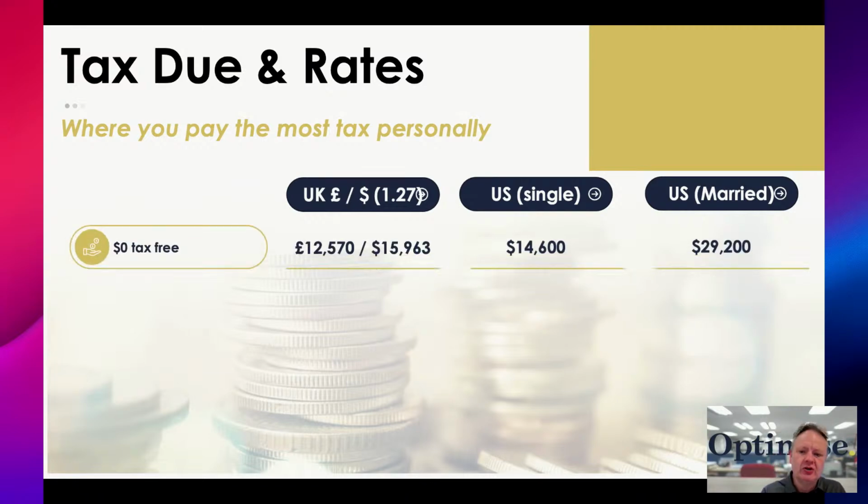So what I want to do here, for anyone who's thinking about moving to the US or UK, is make a comparison of the amounts of tax that you have. I'm going to look at the tax-free allowances and so on. So in the United Kingdom, you have a tax-free allowance of £12,570. And I've used the exchange rate of $1.28, which is equivalent to $15,963.